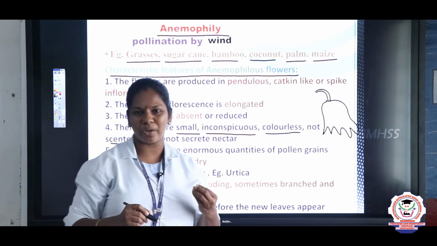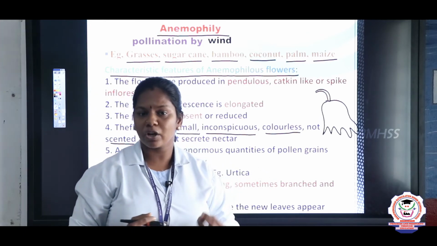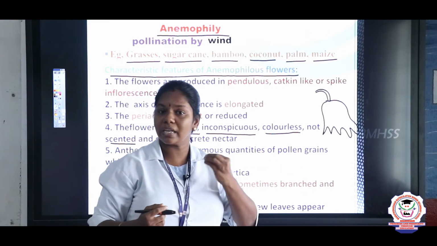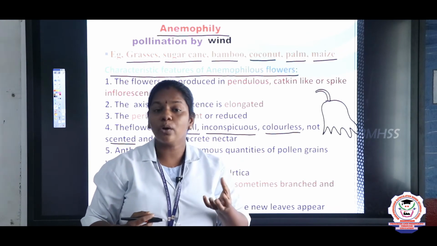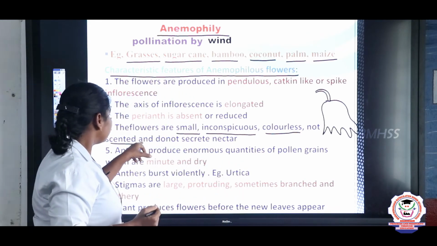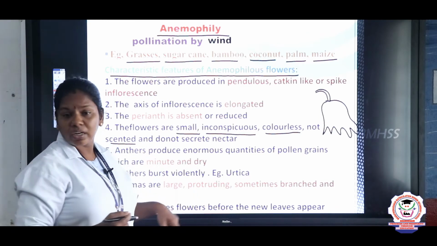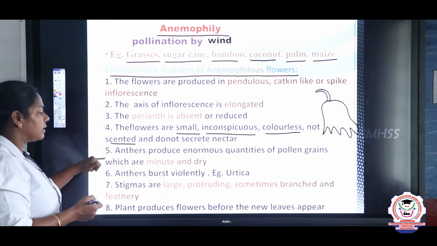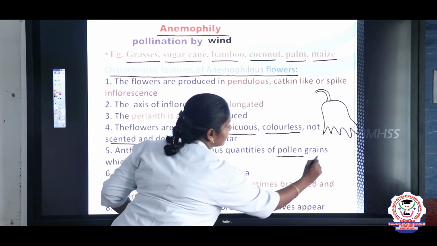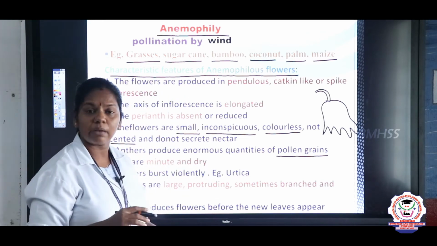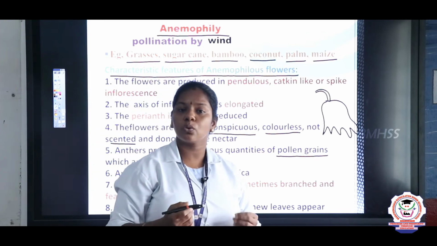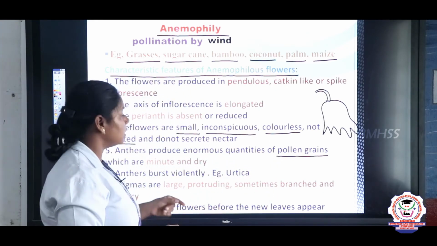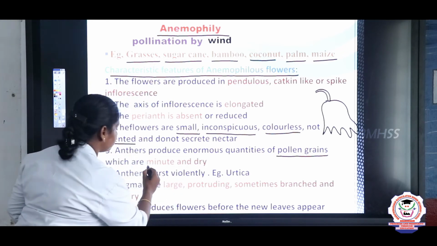Since they are carried by the wind, they have no need for such attracting factors, because if a flower has to attract an insect or a bird, it should be very attractive in nature, very colorful and very sweet, right? But here there is no need for such things. So, anthers produce enormous quantities of pollen grains. Since the pollen has to be carried by the wind, there may be many factors, children, which prevent pollination, so some pollen grains may be lost. So, the pollen grains are produced in enormous numbers and they are very minute and dry.